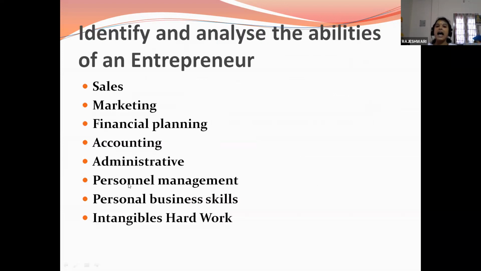So this is identify and analyze. These are all very, very important abilities of an entrepreneur: sales, marketing, financial planning, accounting, administrative, personal management, and business skills, and intangibles. That means hard work should be there.